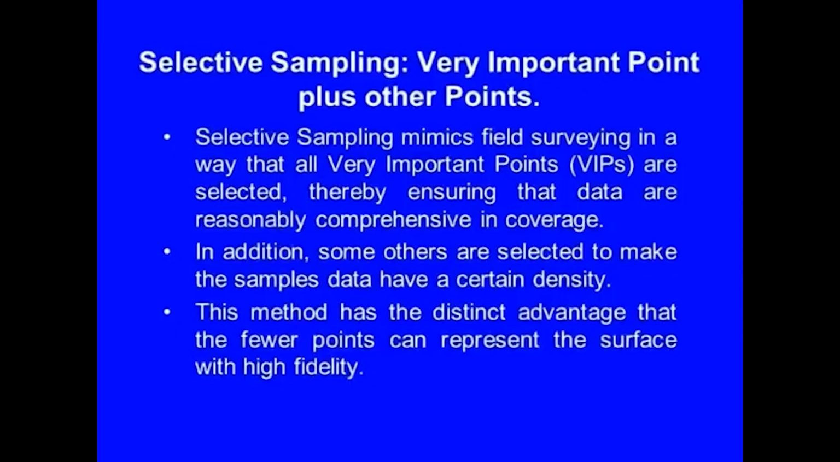The next approach could be selective sampling, that is very important points and other points. Selective sampling mimics field surveying in a way that all important points, or in short VIPs, are selected, thereby ensuring that data are reasonably comprehensive in coverage. In addition, some others are selected to make the sample data have a certain density. This method has the distinct advantage that the fewer the points can represent the surface with high fidelity.